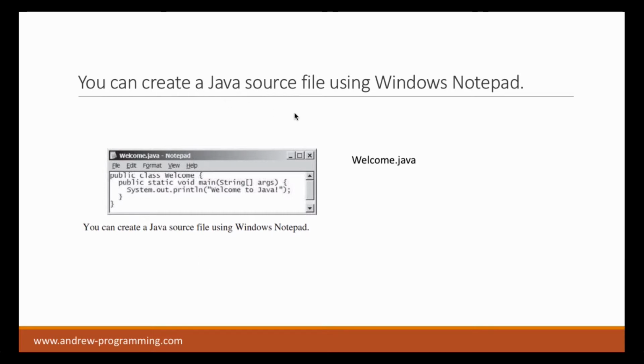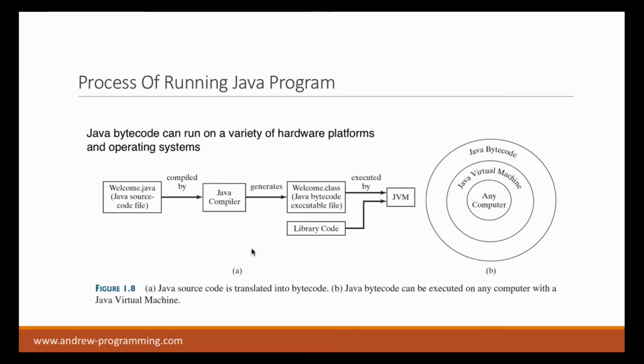For example, the file for the source code in the listing here should be named Welcome.java, since the public class name is Welcome. In Figure A, the Java language is a high-level language, but Java bytecode is a low-level language. The bytecode is similar to machine instructions, but is architecture neutral and can run on any platform that has a Java Virtual Machine, which is also called JVM for short, as shown in Figure B.